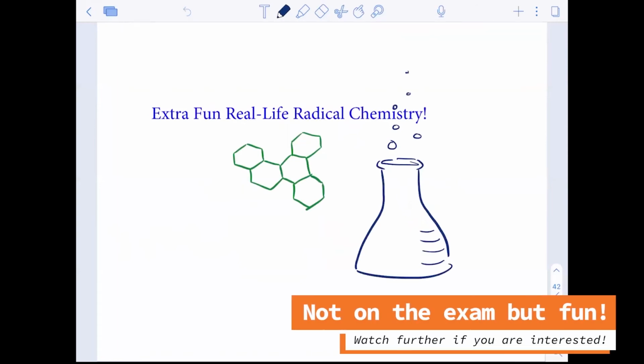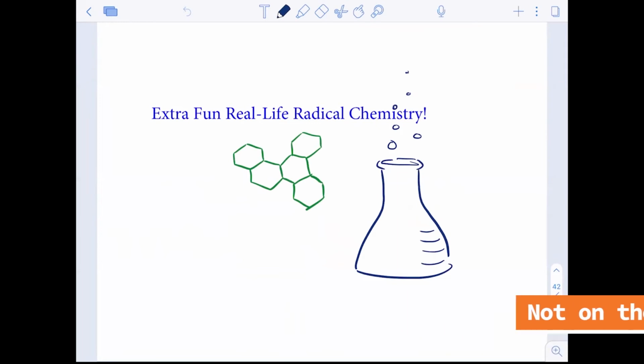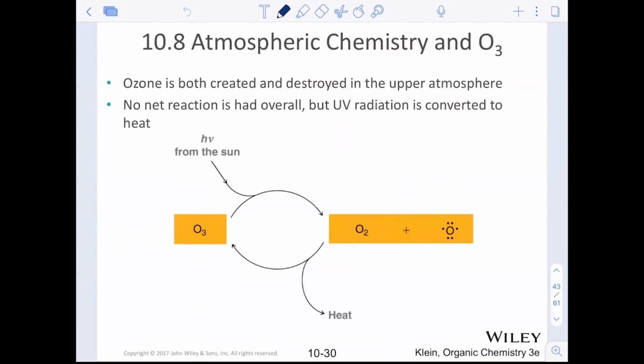Now for a little bit of extra fun with some real-life radical chemistry. I wanted to go through a couple of real-life reactions that are in your textbook. These are actual sections, and the section number will be written up at the top. We'll start with section 8. Now in these sections, I won't be directly asking you for questions on these, but I find them fascinating real-life applications that I feel are very important and an important aspect of this chapter.